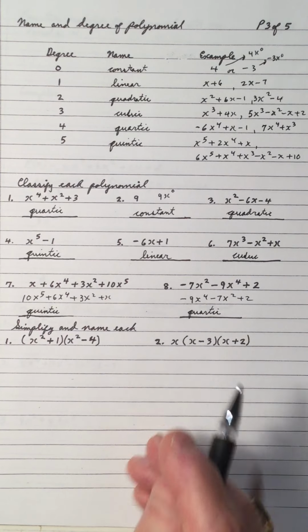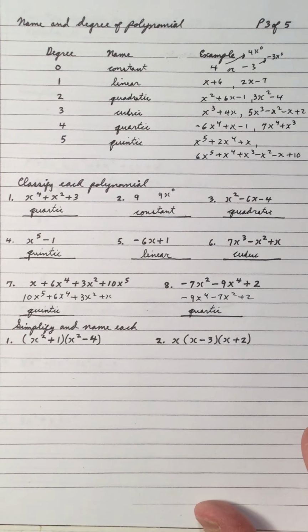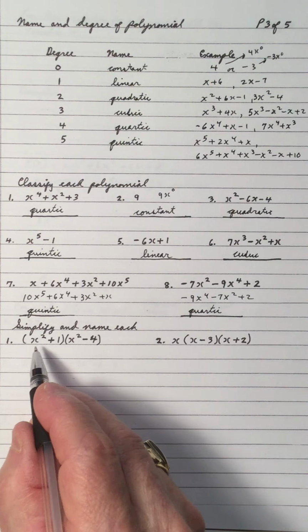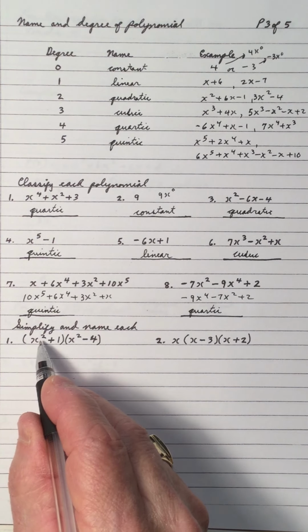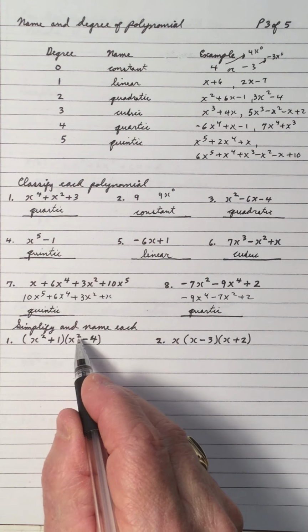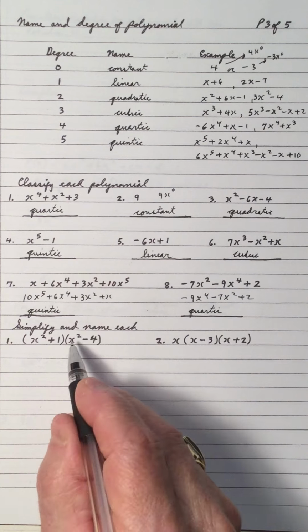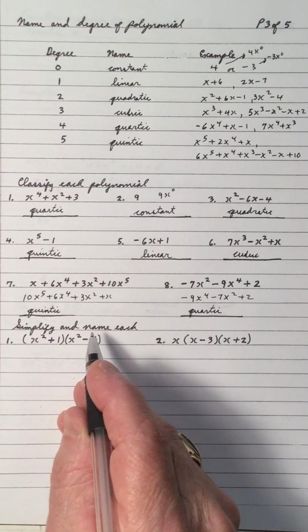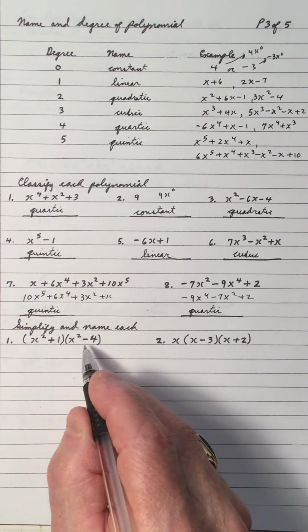Now this one's a little bit different. I decided to throw this in for a second. Simplify and name each. So notice that the highest exponent here is 2. The highest exponent here is 2. So that means when you multiply, you're going to get x to the 4th. So this is a quartic, but I'll multiply it out and show you the simplified form.